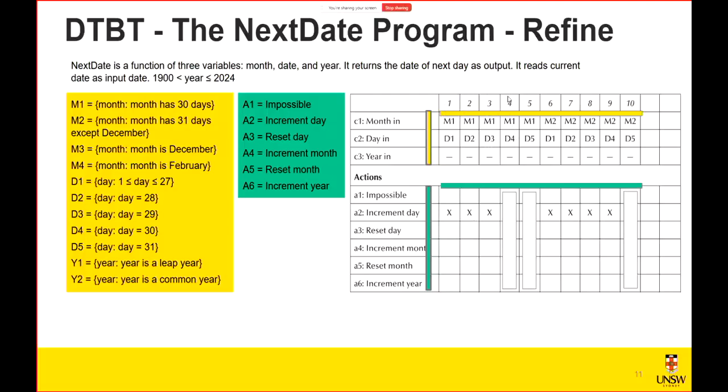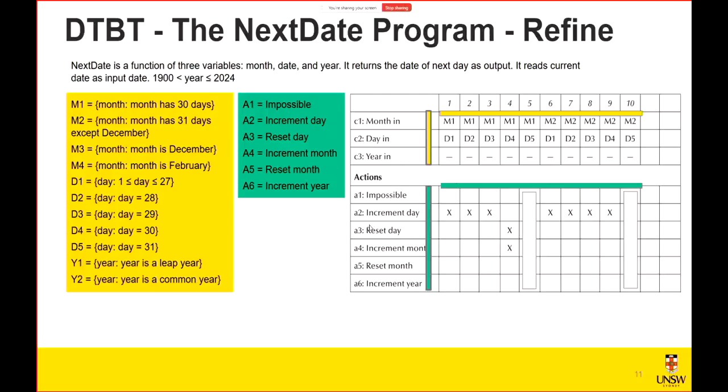And for rule number 4, when the month has 30 days and the day is 30, if we calculate the next day, what actions are taken here? The month has 30 days and we are on day 30 and we want to calculate the next day. What do we need to do? We need to reset the day, right? Because we are going to the next month. So we reset the date and increase the month.